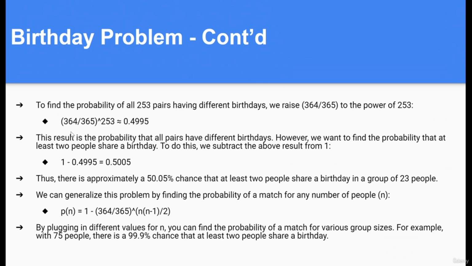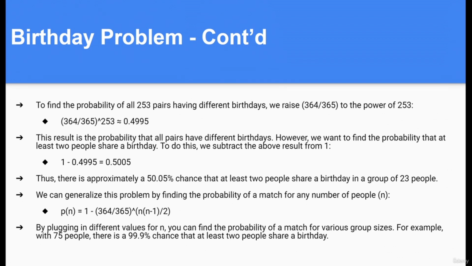Well, how we can calculate that is, let's imagine that we flipped a coin that had a 364 out of 365 chance of landing on heads, and a 1 out of 365 chance of landing on tails. Well, the probability that coin lands on heads every single time we flip it is going to be 364 out of 365 raised to the number of times we flip it. And since we're flipping it for each single pair, there's going to be that number raised to 253. And that number winds up being 0.4995. And 0.4995 is the probability that every single pair out of all the different possible pairs has a different birthday.